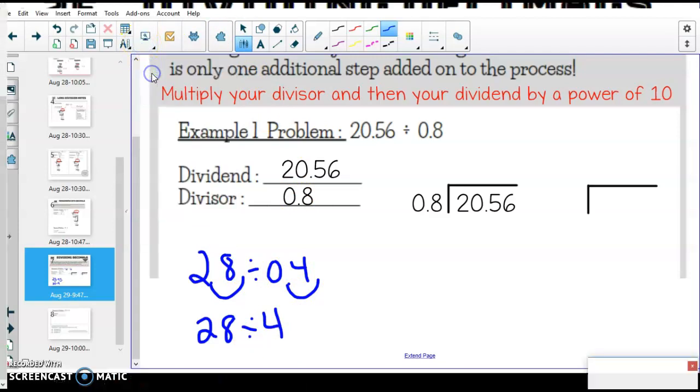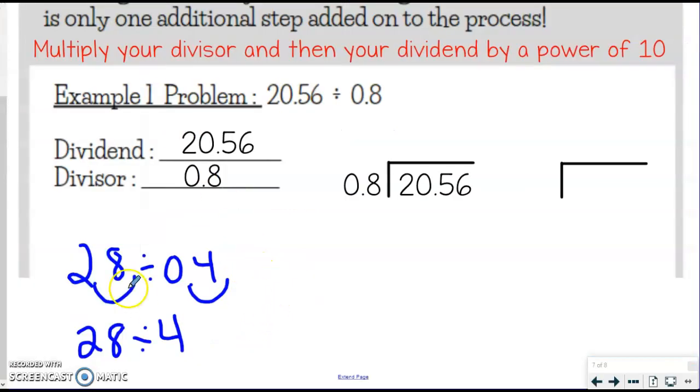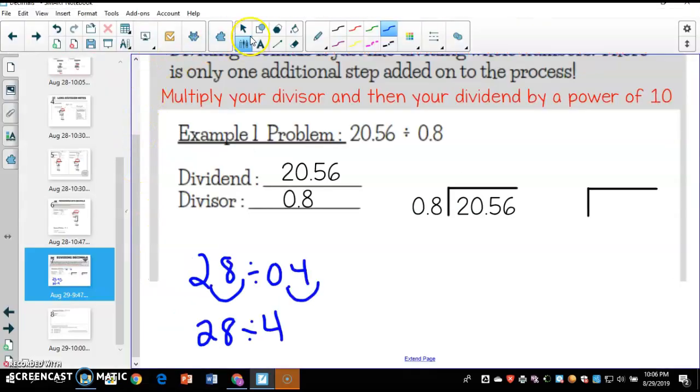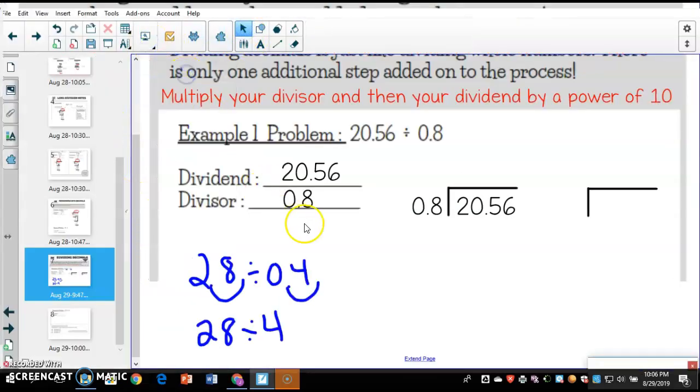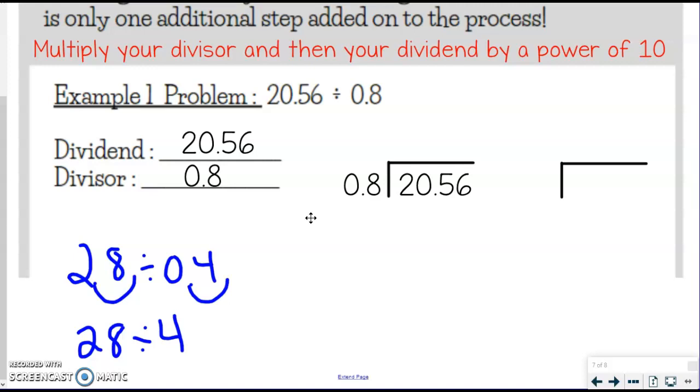So that's what we want to do, is multiply both. We want to multiply both numbers by the same power of 10. The way we determine that is based off the divisor. Because again, if this was just 8, we could pop up this decimal no problem. It's the divisor decimal that's a problem. This is the problem child here we need to fix.